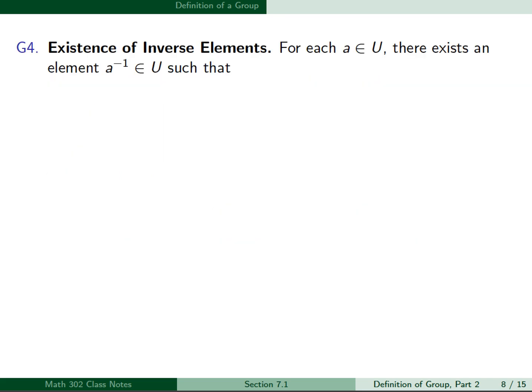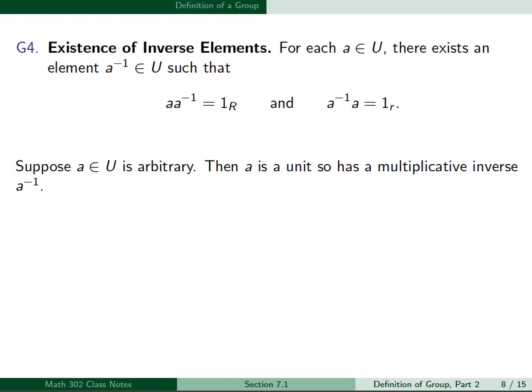Finally, we have G4, existence of inverse elements. For each a in U, there exists an element a inverse in U such that a times a inverse is 1 sub R, the identity, and a inverse times a is equal to 1 sub R. Suppose a in U is arbitrary. Then a is a unit, so by definition has a multiplicative inverse, a inverse. We just need to verify that a inverse belongs to U.